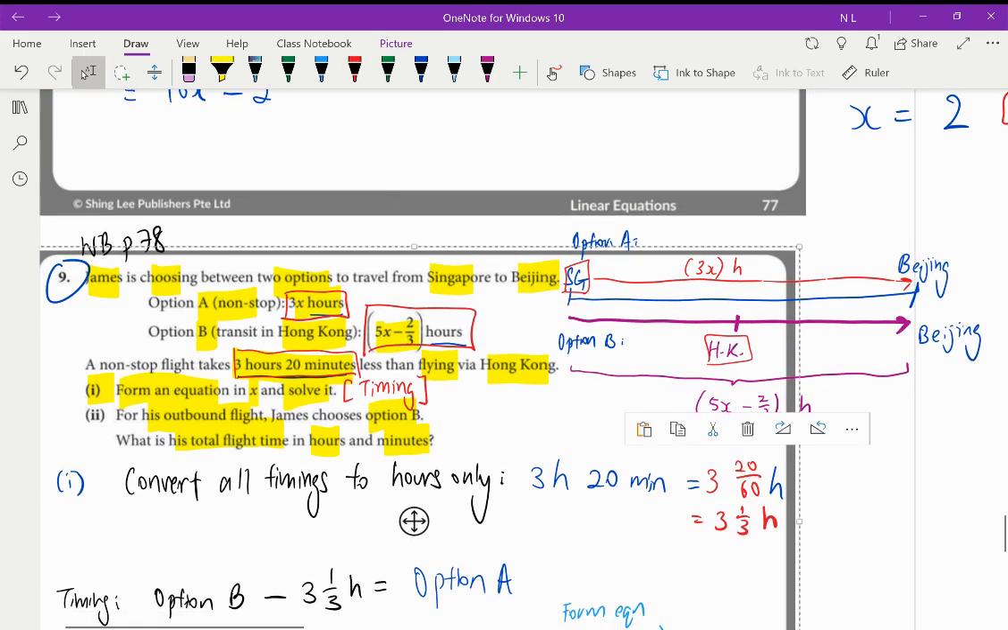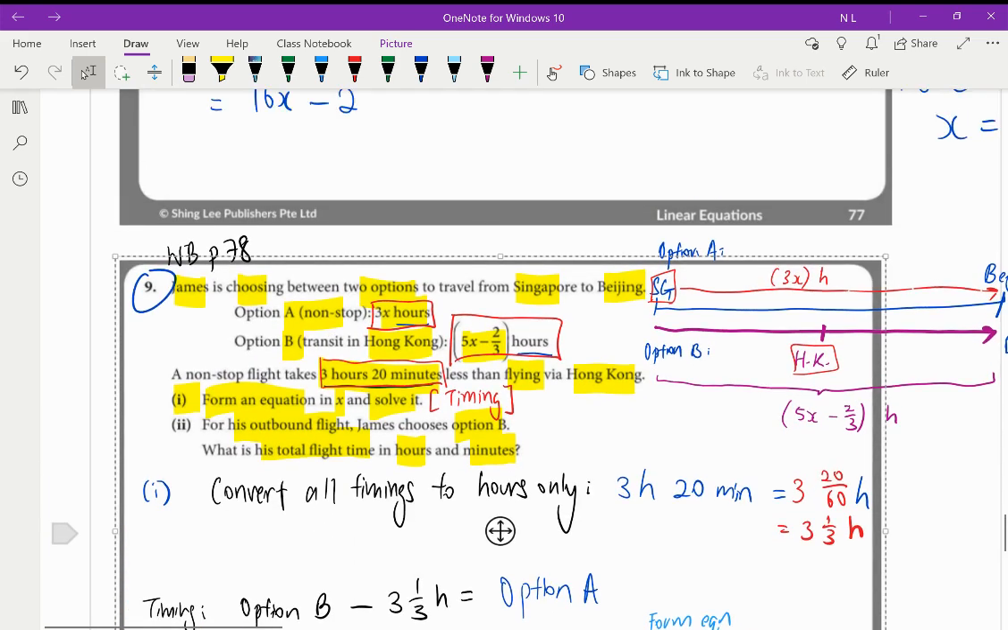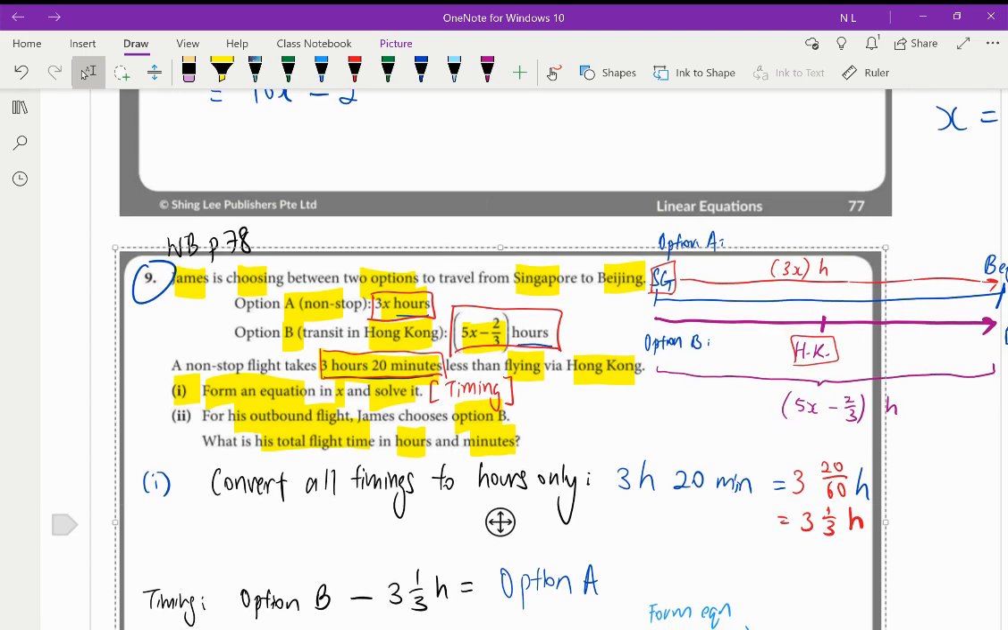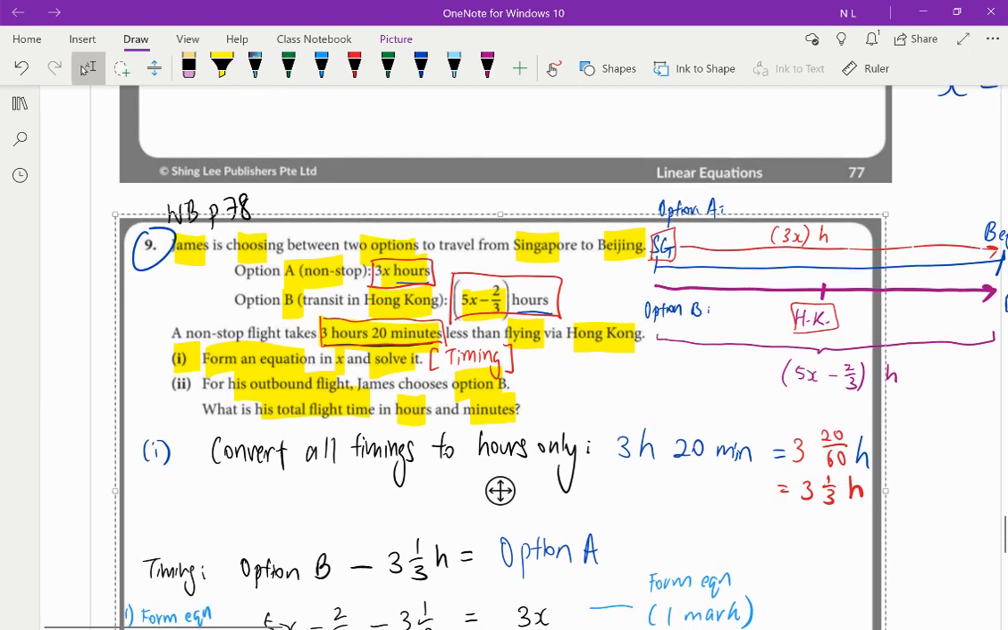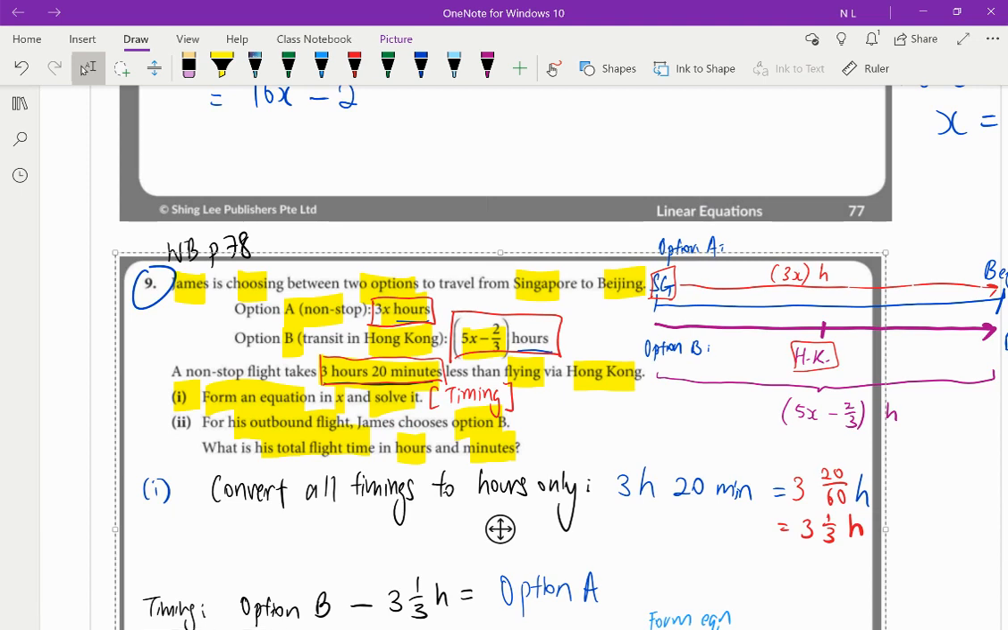And the question tells us that a non-stop flight takes 3 hours 20 minutes less than flying via Hong Kong. That means option B, which requires a transit, will be longer than a non-stop flight. So in this case, it will be option B minus 3 and 1/3 hours will equal the timing of option A. So when we form an equation, we need to know what the expressions are. In this case, the expressions are given to us. The expression for the time for option A is 3x hours, and the expression for option B is 5x minus 2/3 hours.